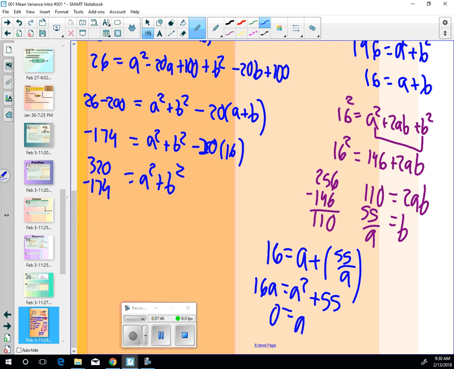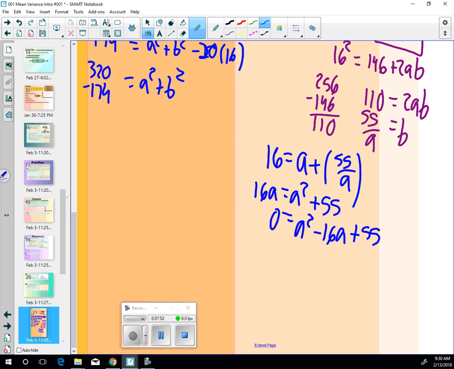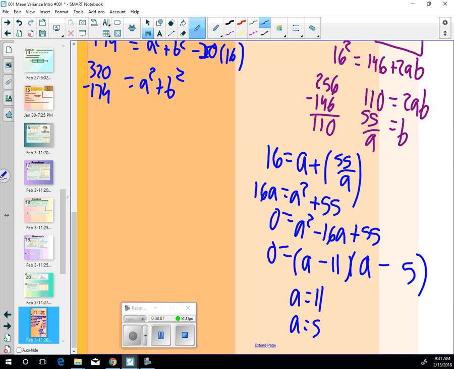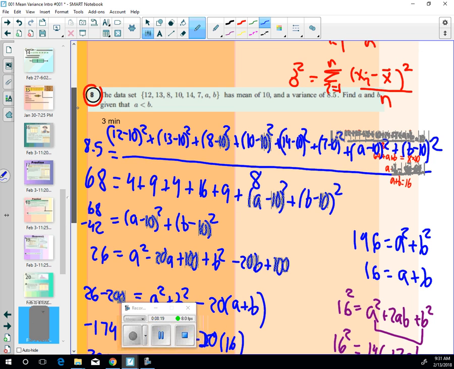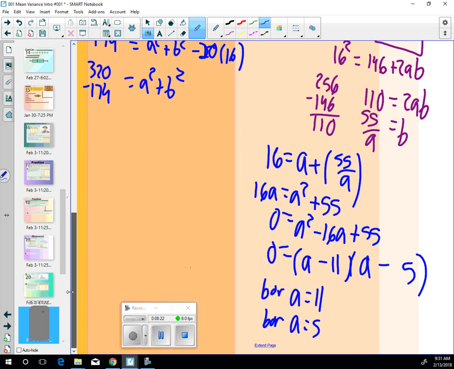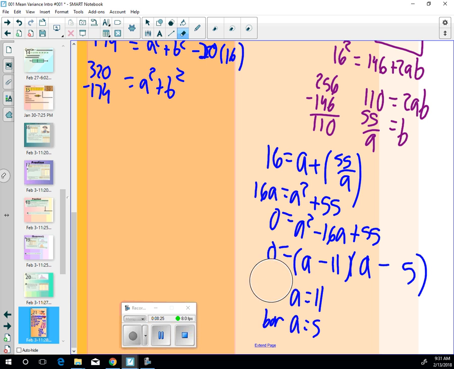And then I get A squared minus 16A plus 55. And oh my goodness, 11 and 5. So A is 11 or A is 5. And you know that it's A or B, B or A. And then you got to go back to the problem, and the problem says given A is less than B. So what's A going to be? A is going to be 5, and B is going to be 11.